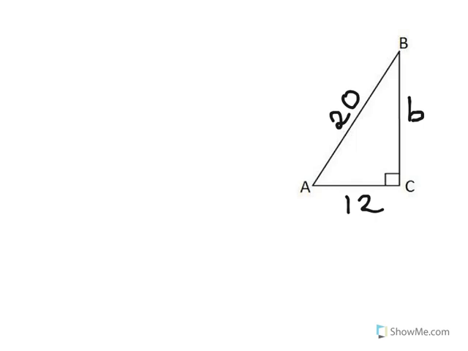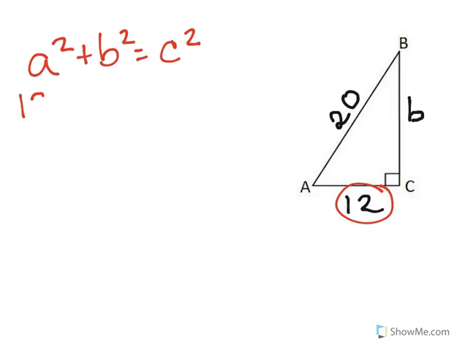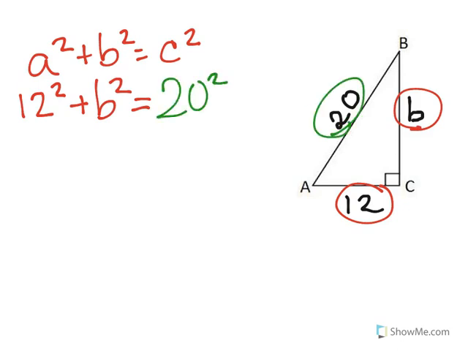Okay, now we're going to solve for when we are missing a leg instead of the hypotenuse. So we still use Pythagorean theorem to do this. We also bring in a lot of algebraic reasoning. So a squared plus b squared equals c squared. So our leg, we have 12 squared, but our other leg we're not sure about, so it's b squared, and that equals our hypotenuse, 20 squared. Okay, so we substituted in the values for the information given in this triangle.